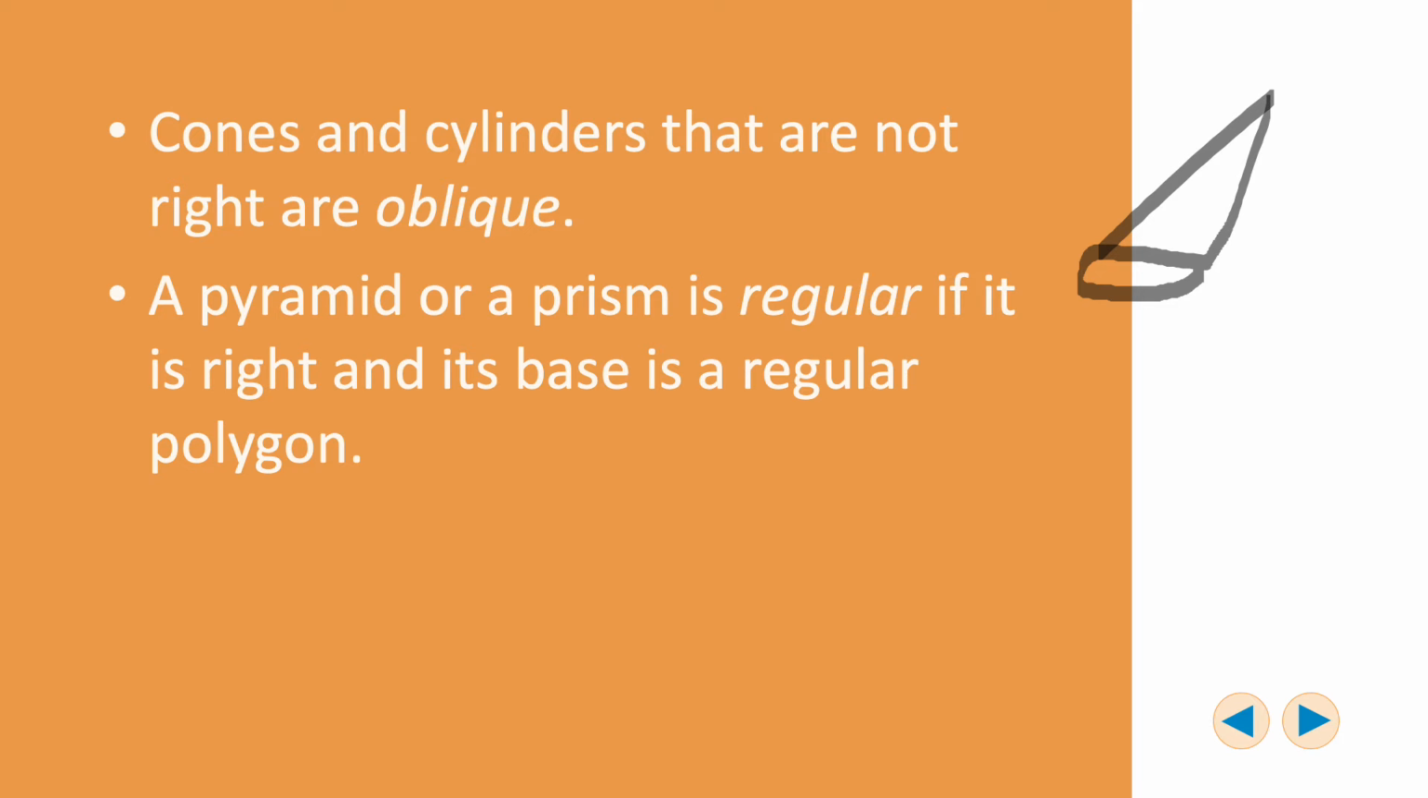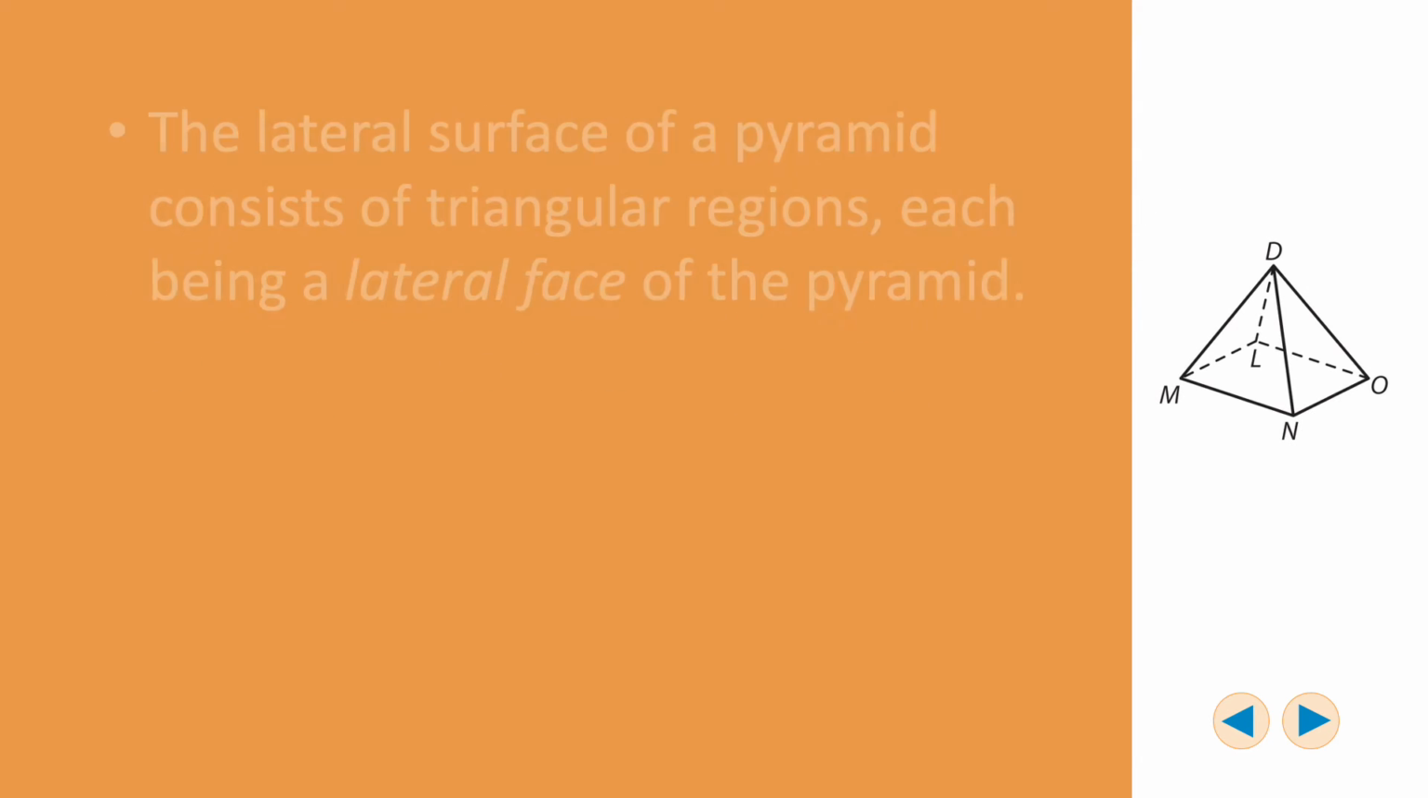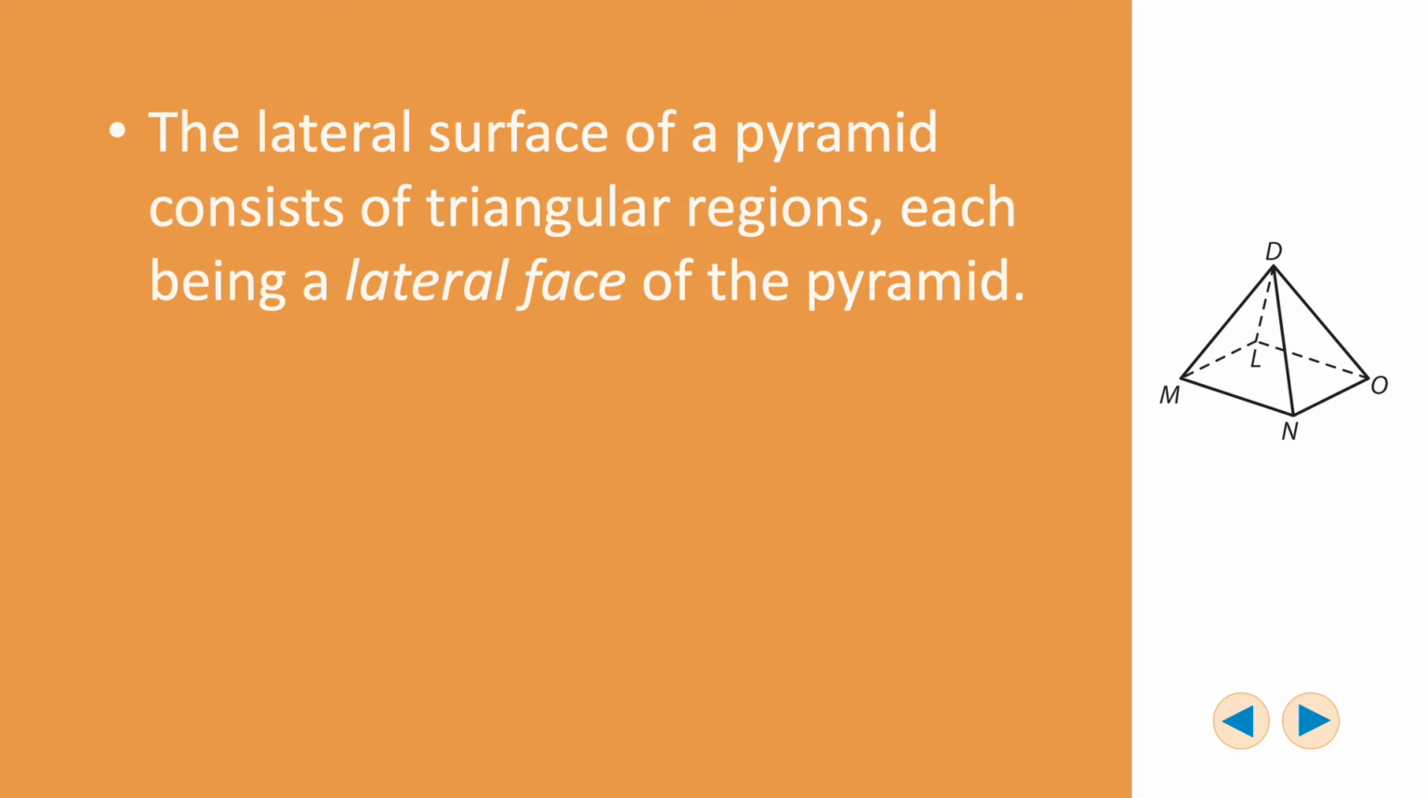A pyramid or a prism is regular. If you remember regular from yesterday, regular was when they have the same angles and the same side length. It is considered regular if it is right and its base is a regular polygon. So it needs those two things. It needs to be right, so perpendicular, and its base is a regular polygon. The lateral surface of a pyramid consists of triangular regions, each being a lateral face of the pyramid.